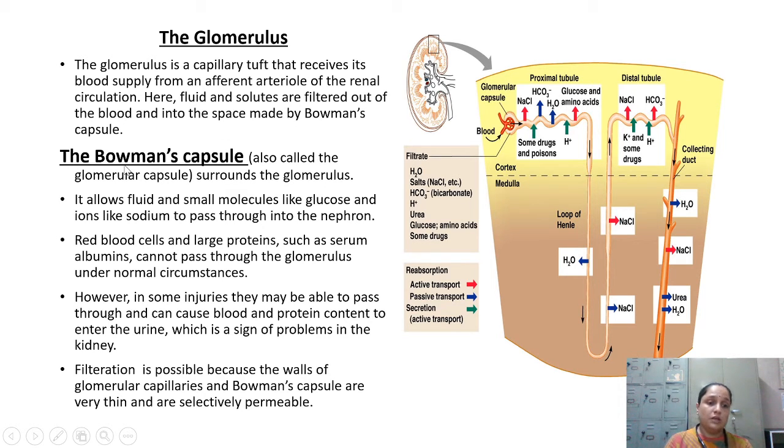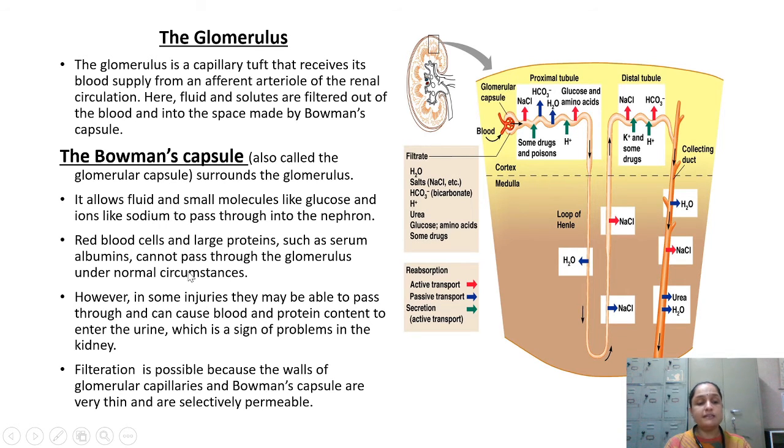Okay, so the Bowman capsule, these are also called the glomerular capsules around the glomerulus. It allows fluid and small molecules like glucose, ions like sodium to pass to the nephron. तो ये Bowman capsule क्या करेगा? Basically, it will allow the movement of the sodium, glucose, amino acid to pass into the nephron.